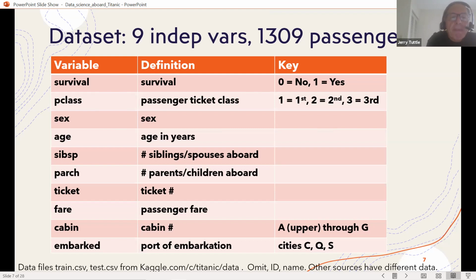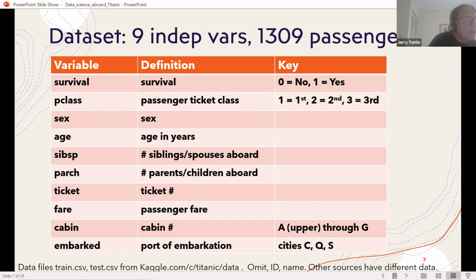Age in years, number of siblings and spouses aboard, number of parents and children aboard, ticket number, passenger fare, cabin number, and port of embarkation. Remember, this is a British luxury ship. It actually departed from 3 different cities. I forget the name of the cities, but they're abbreviated C, Q, and S, and they're not cities that I'm actually familiar with from the UK.